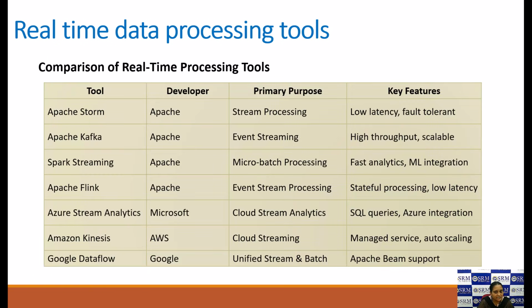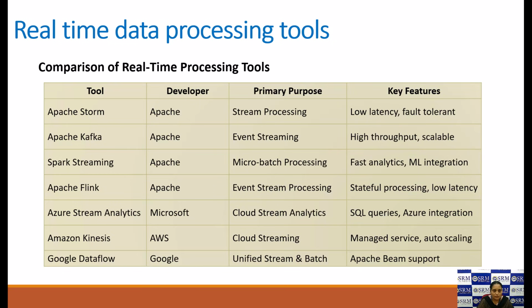Let us see the comparison in a nutshell. There are almost 7 tools. The first 4, Storm, Kafka, Spark Streaming, and Flink, have Apache as the developer. The primary uses are stream processing, event streaming, micro batch processing, and event stream processing. The key features are low latency, fault tolerance, high throughput, scalability, fast analytics, ML integration, and stateful processing.